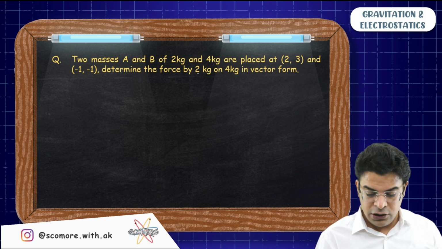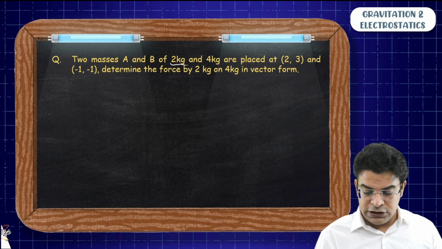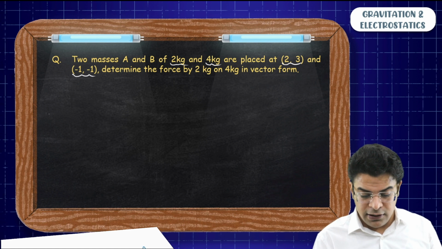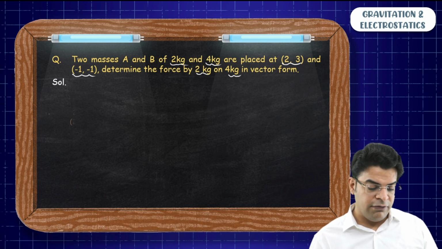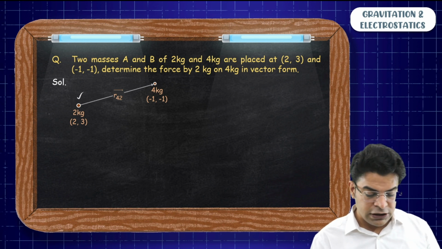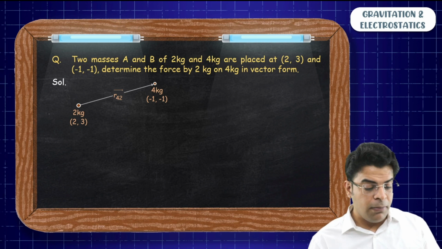Determine the force by 2 kg on 4 kg in vector form. You know the position of 2 kg is (2, 3) and the position of 4 kg is (-1, -1). You need to write the force by 2 kg on 4 kg in vector form. So visualize the two masses in space. There is a mass of 2 kg placed at (2, 3). There is a mass of 4 kg placed at (-1, -1).